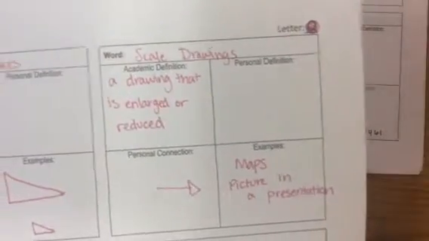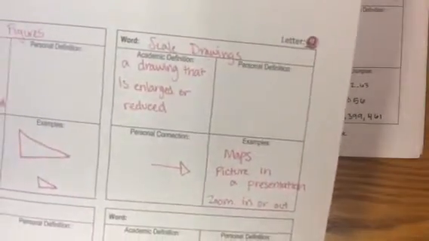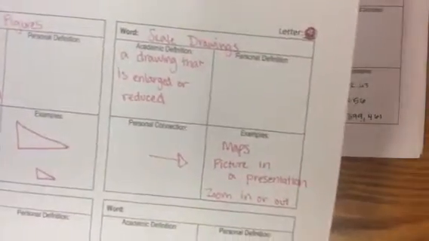Scale drawings are a drawing that is enlarged or reduced, and these are all really real life. So, like maps or a picture in a presentation, or if you zoom in or out of a picture. So when you zoom in or out, it creates a similar figure or scale drawing. So a map is a scale drawing because if you look at a map of Minnesota, that's not actually how big Minnesota is. It's taking Minnesota and shrinking it down.